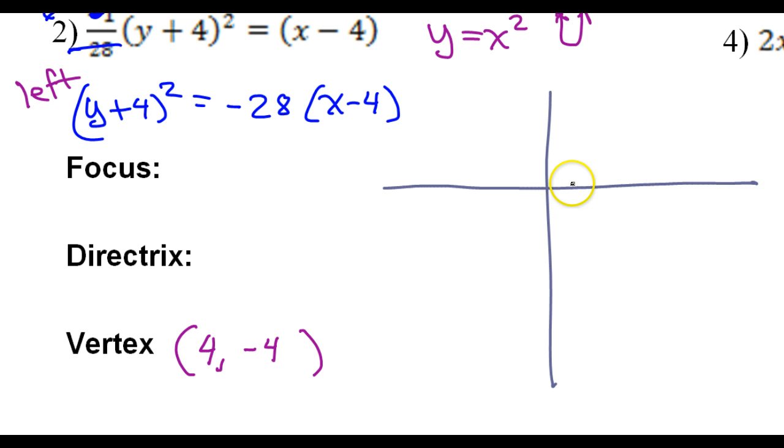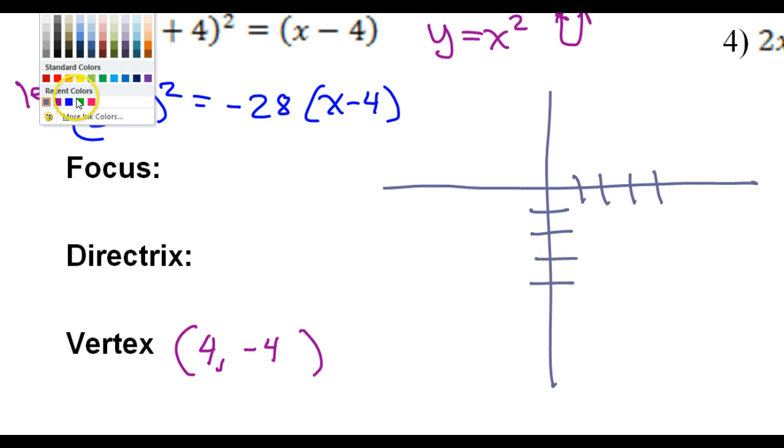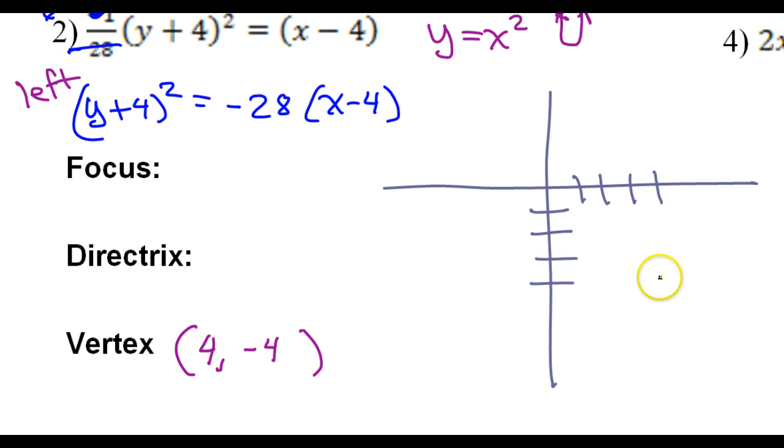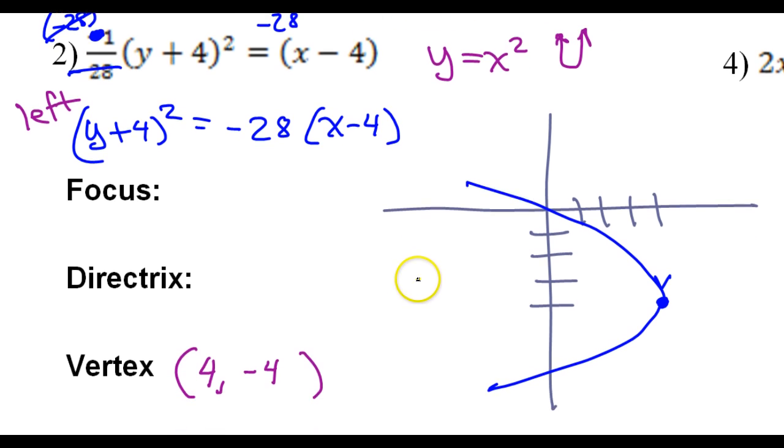So (4, -4). So 1, 2, 3, 4, 1, 2, 3, 4. So here's my vertex at (4, -4). Okay, that's my vertex. Now, I know this is facing left, so I know it's doing this type of thing because we already discussed it. So all I need is my p-value, and I'll be on my way.